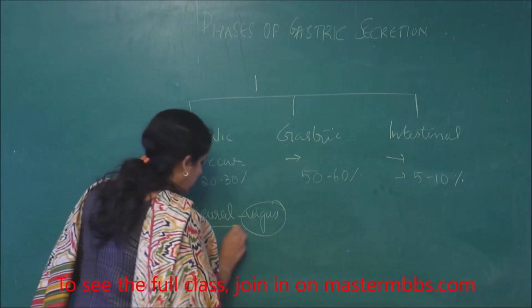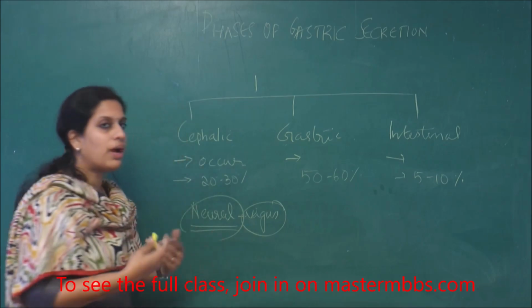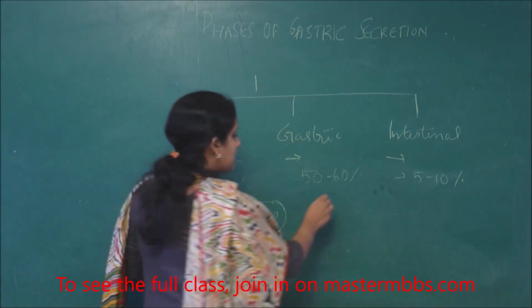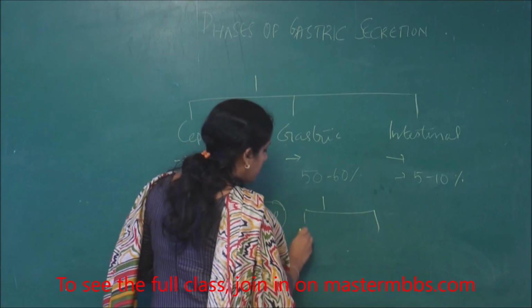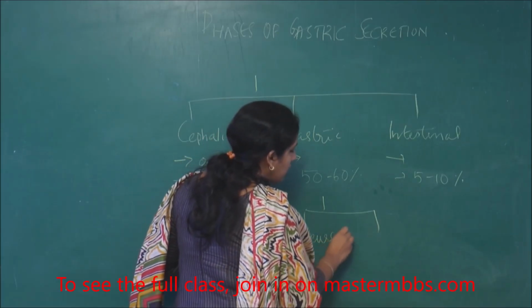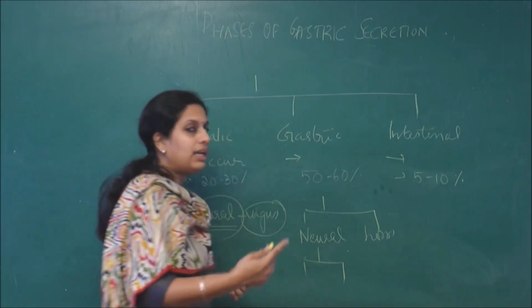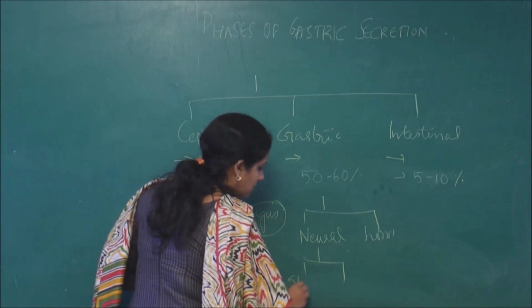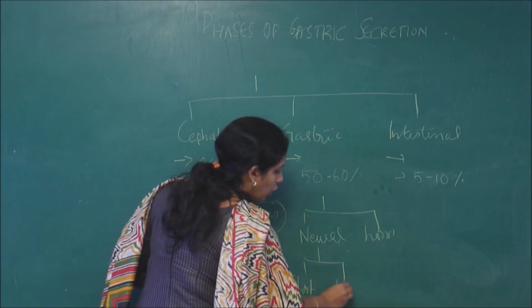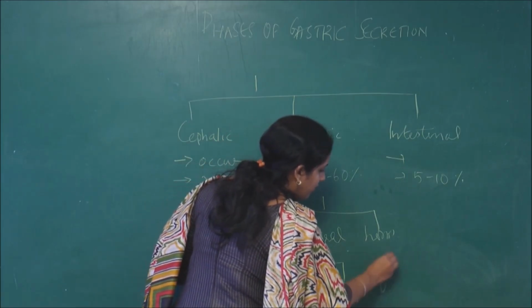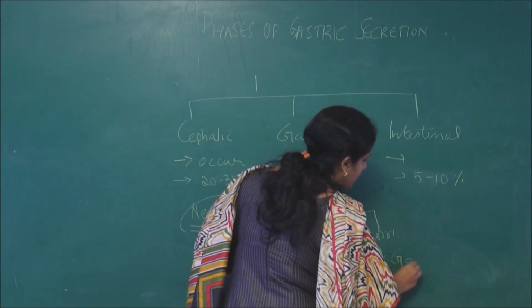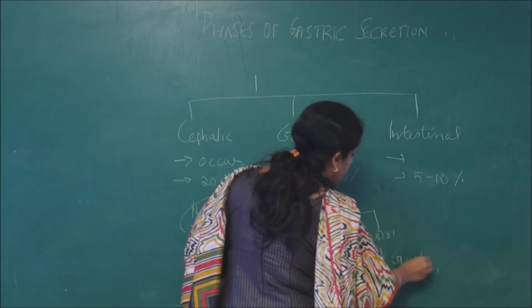So, the main mechanism of action of the cephalic phase is by the vagus, and the gastric phase is mediated by a neural mechanism and a hormonal mechanism. This neural mechanism is again divided into the short reflex or local reflex and the long vagal reflex. The hormonal mechanism is mediated by gastrin.